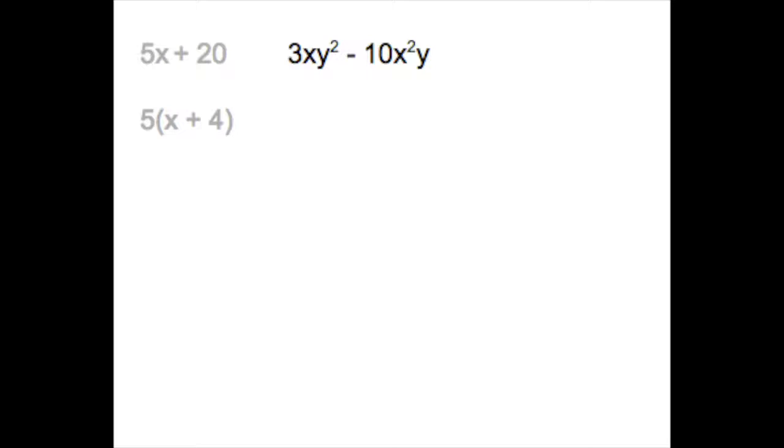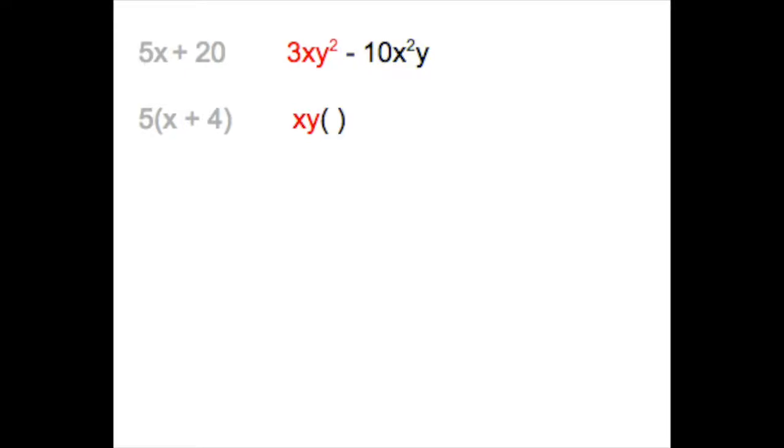Let's try another example. Let's factor 3xy squared minus 10x squared y. Let's start by finding the greatest common factor. So we're going to determine the greatest common factor between these two terms. This would be xy, so this becomes our first factor. Now we are going to use the distributive property in reverse to find our second factor.